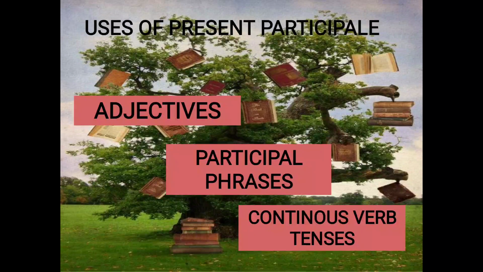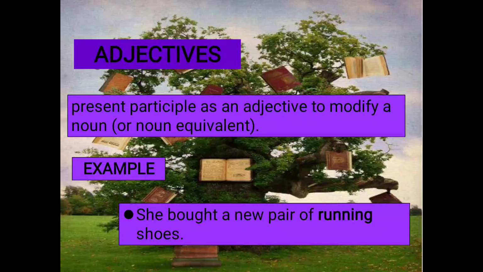Uses of present participle are three: adjectives, participle phrases, and continuous verb tense. We discuss firstly adjectives. Present participle as an adjective to modify a noun or noun equivalent. For example, she bought a new pair of running shoes. Running is adjective.